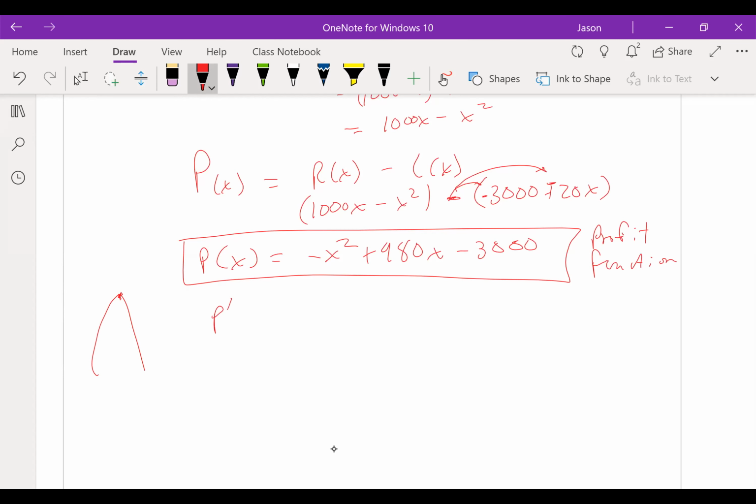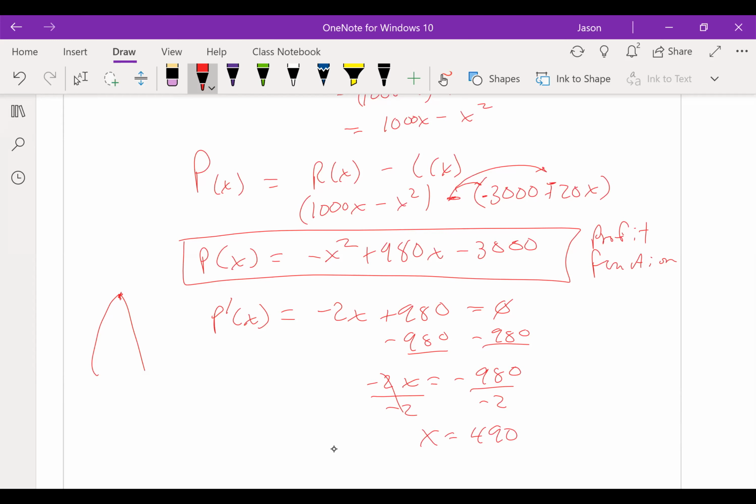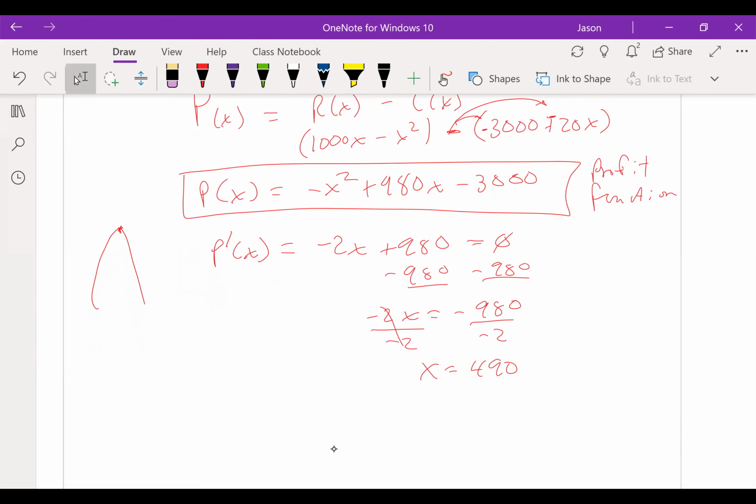So I want to take P prime of X. I'm going to go negative 2X plus 980. And I'm going to set that equal to 0. I'm going to say, oh, okay, negative 980, negative 2X is equal to negative 980, divide by negative 2, and X is equal to 490. Okay. So X is equal to 490.